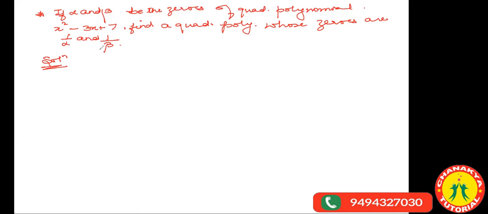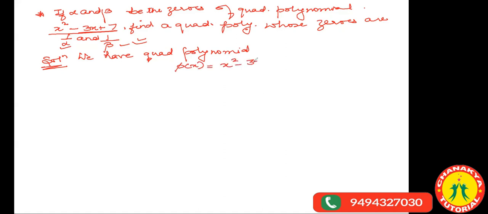Yes, children, read this question properly and try to understand what the question wants to say. See, children, in this question, you are given alpha, beta. So alpha, beta are the zeros of this polynomial. And you have to form a new polynomial whose zeros will be 1 upon alpha and 1 upon beta. So how will we find it? First of all, you will write: we have the quadratic polynomial p(x) is equal to x square minus 3x plus 7.